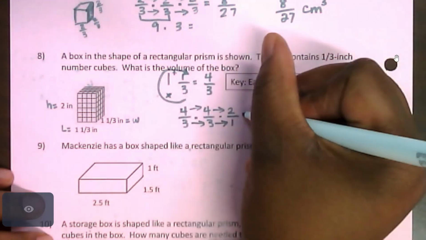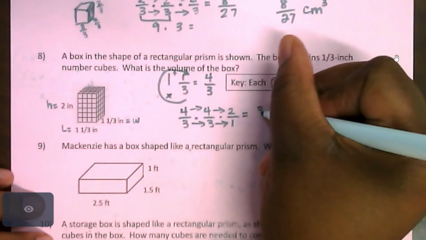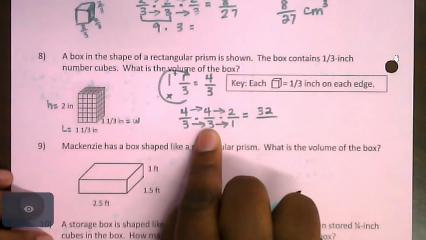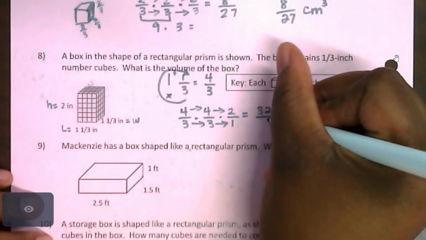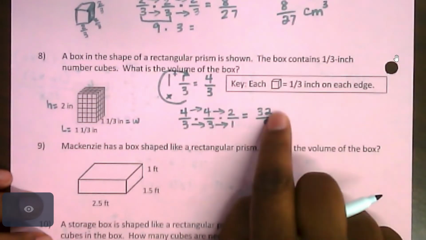4 times 4 is 16, right? Times 2 is 32. 3 times 3 is 9. Times 1 remains 9. So my answer is 32 over 9 as an improper fraction.